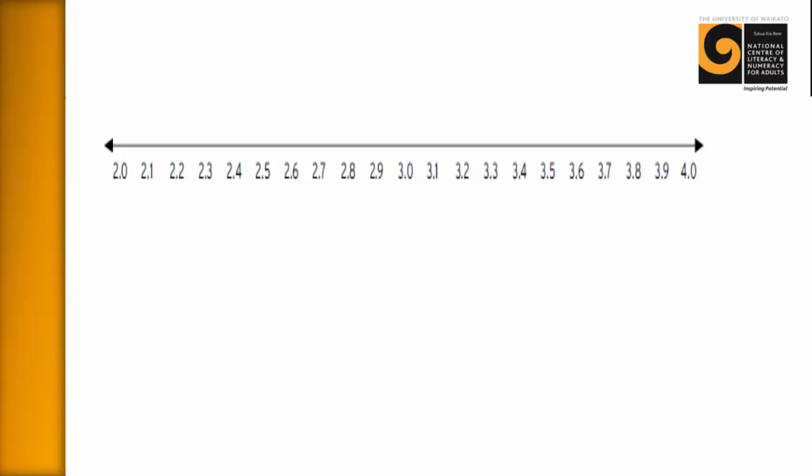Now the way I've done it, and the way it's also recommended in the measurement book, is to put a measuring tape on the whiteboard, measuring from 2 to 4 in this case. It doesn't have to be, but that's sometimes easier.